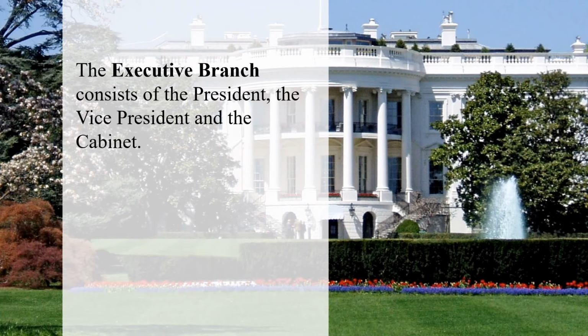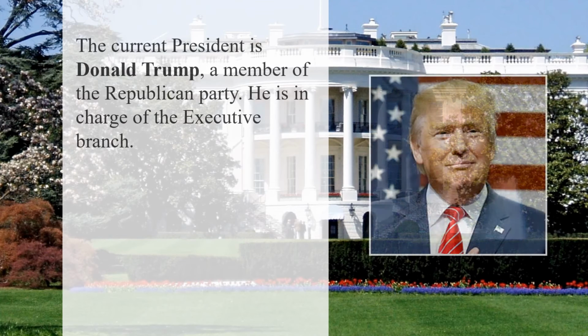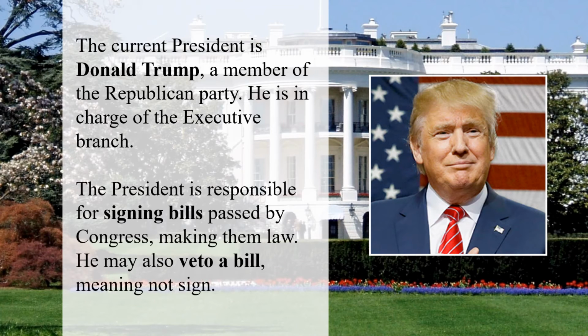The executive branch consists of the president, the vice president, and the cabinet. The president and vice president are elected every 4 years on the first Tuesday in November. The current president is Donald Trump, a member of the Republican Party. He is in charge of the executive branch. The president is responsible for signing bills passed by Congress, making them law. He may also veto a bill, meaning not sign.